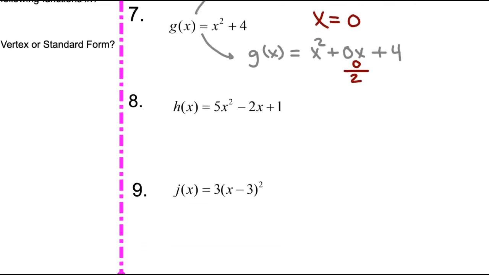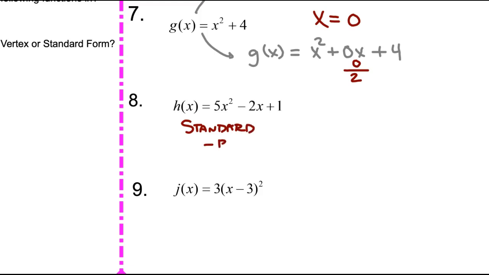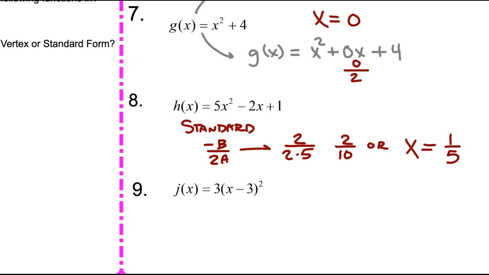Number 8, this one is clearly in standard form. And when it's in standard form, we do the opposite of b over 2a. So in this case, the opposite of b is going to be 2, and 2a is 2 times 5, so that's going to be 2/10 or 1/5. So x equals 1/5 is my axis of symmetry.